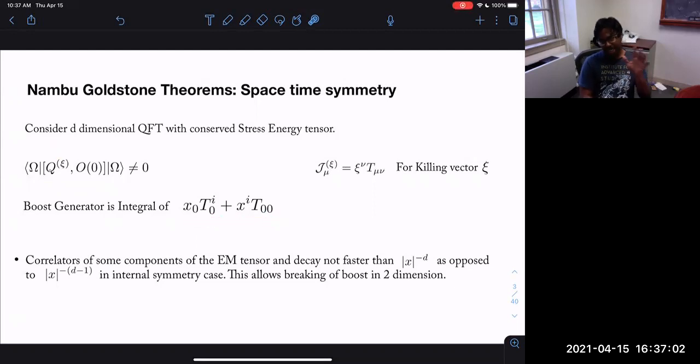Now, unlike the case for internal symmetry, here you will see that there is an explicit dependence on X. If you do a naive scaling argument, then because of the presence of this quantity X here, the correlators of some component of the stress energy tensor and the order parameter O cannot decay faster than x to the power minus d, as opposed to x to the power minus d minus 1 in the internal symmetry case. So here we see that there's a one power mismatch, and this is happening because of the presence of these explicit factors.